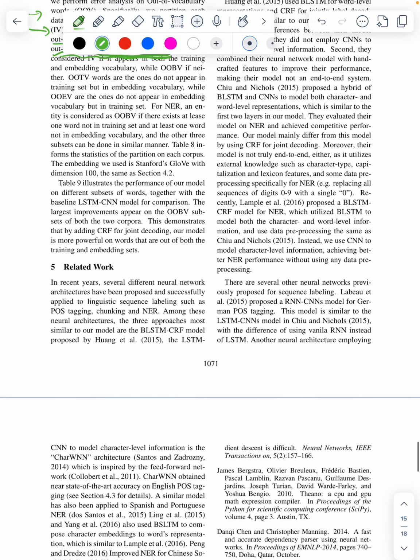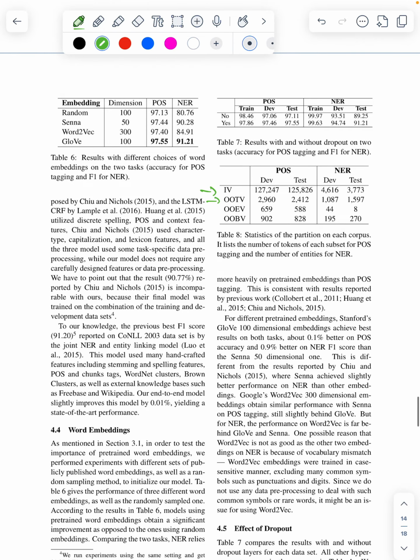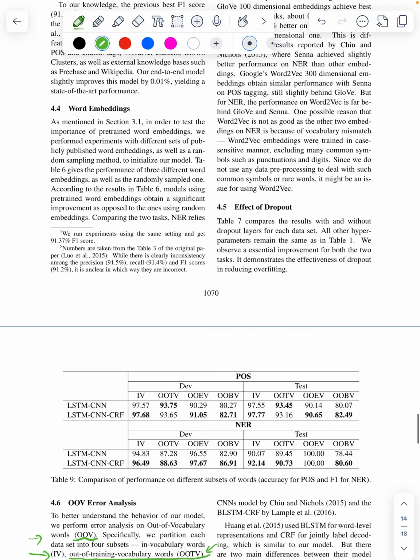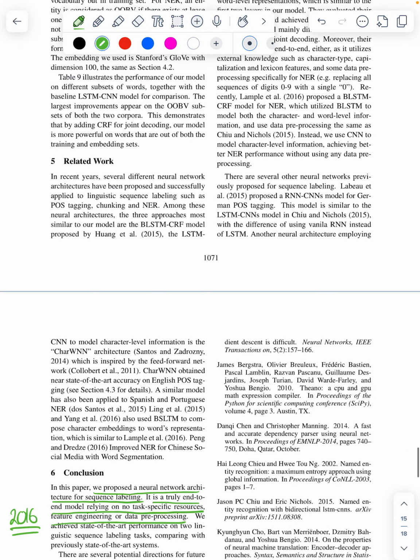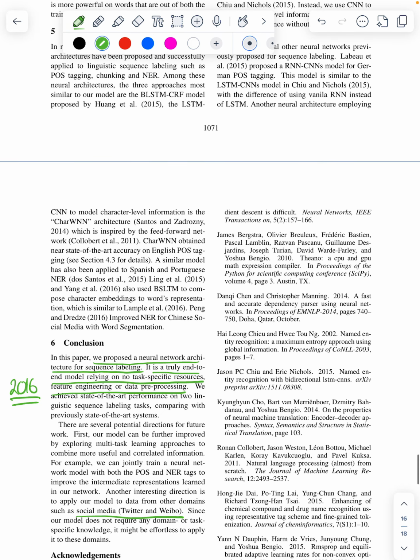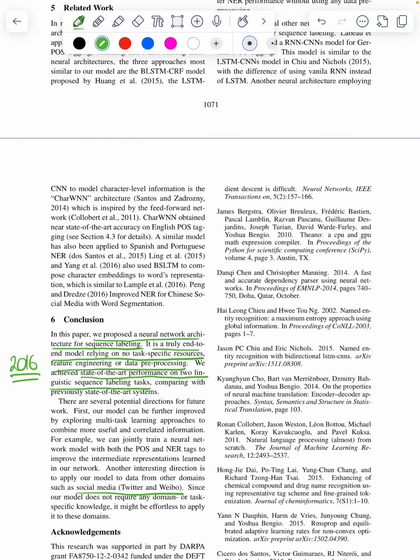And it's saying statistics of the partition of each corpus for POS tagging and the number of entities. So I think this is explaining the actual partition size. Yeah, no feature engineering or data preprocessing, it reached state-of-the-art performance on 2 linguistic sequence labeling tasks compared with previous state-of-the-art systems.